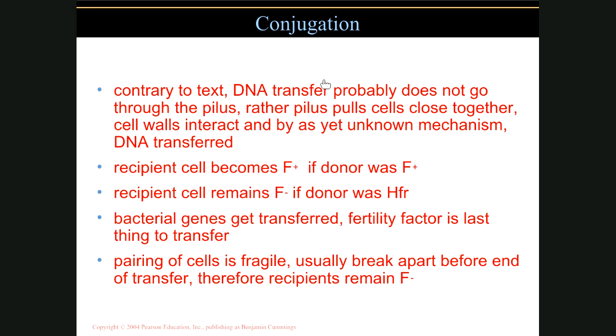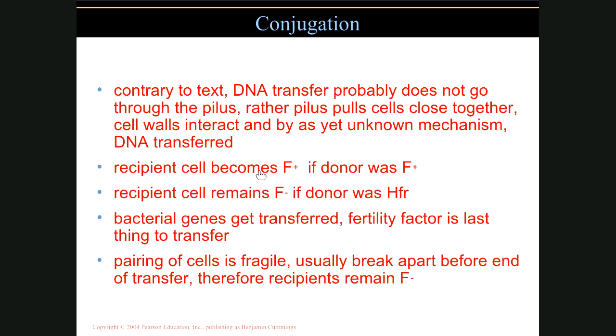So if you're using an old edition of the textbook, it's going to say something that's incorrect. And then they began to modify and just leave it ambiguous. And eventually they changed it. But the whole point of the pilus is to reach out and grab an F minus cell and pull the two cells close together. Once they touch, a conjugation bridge forms.